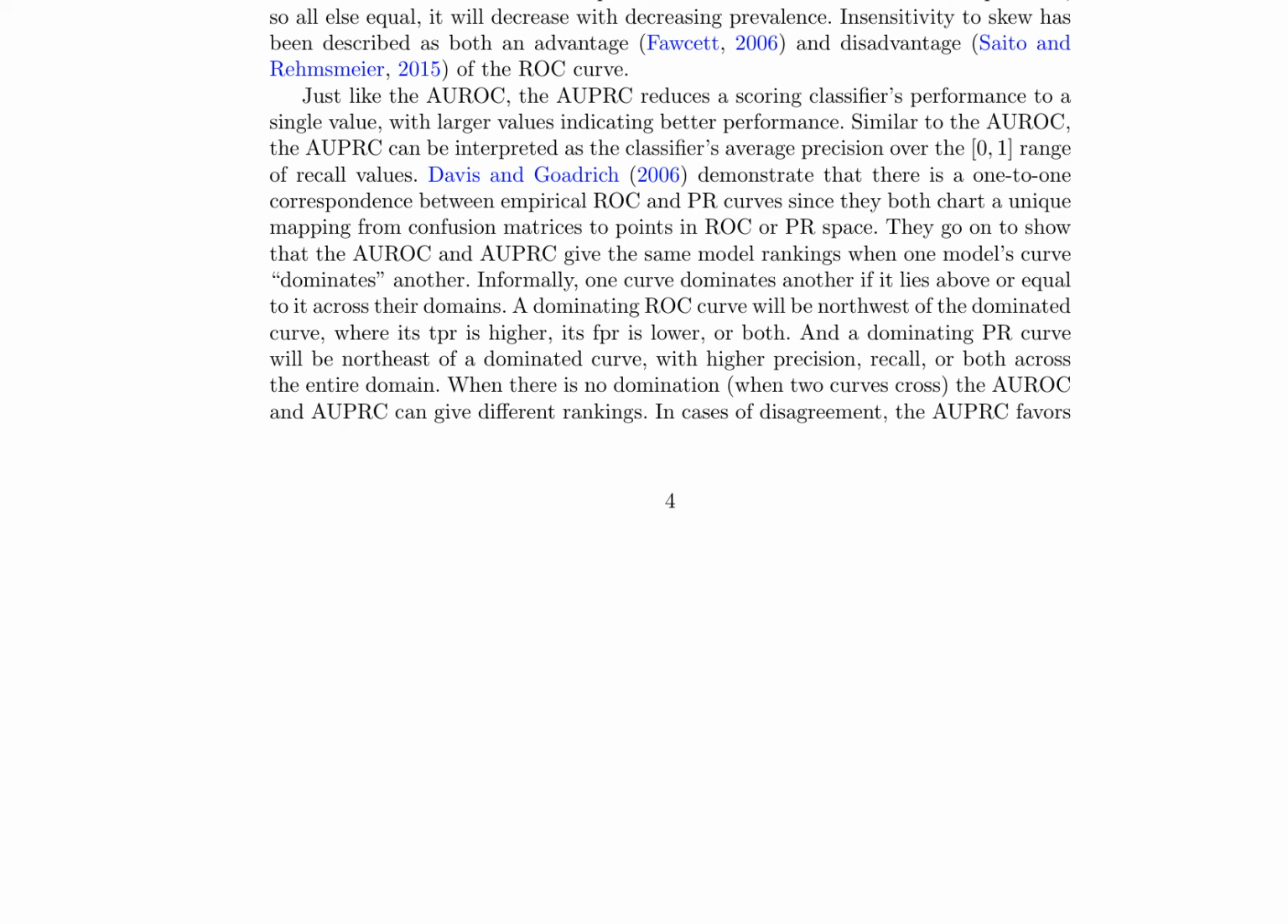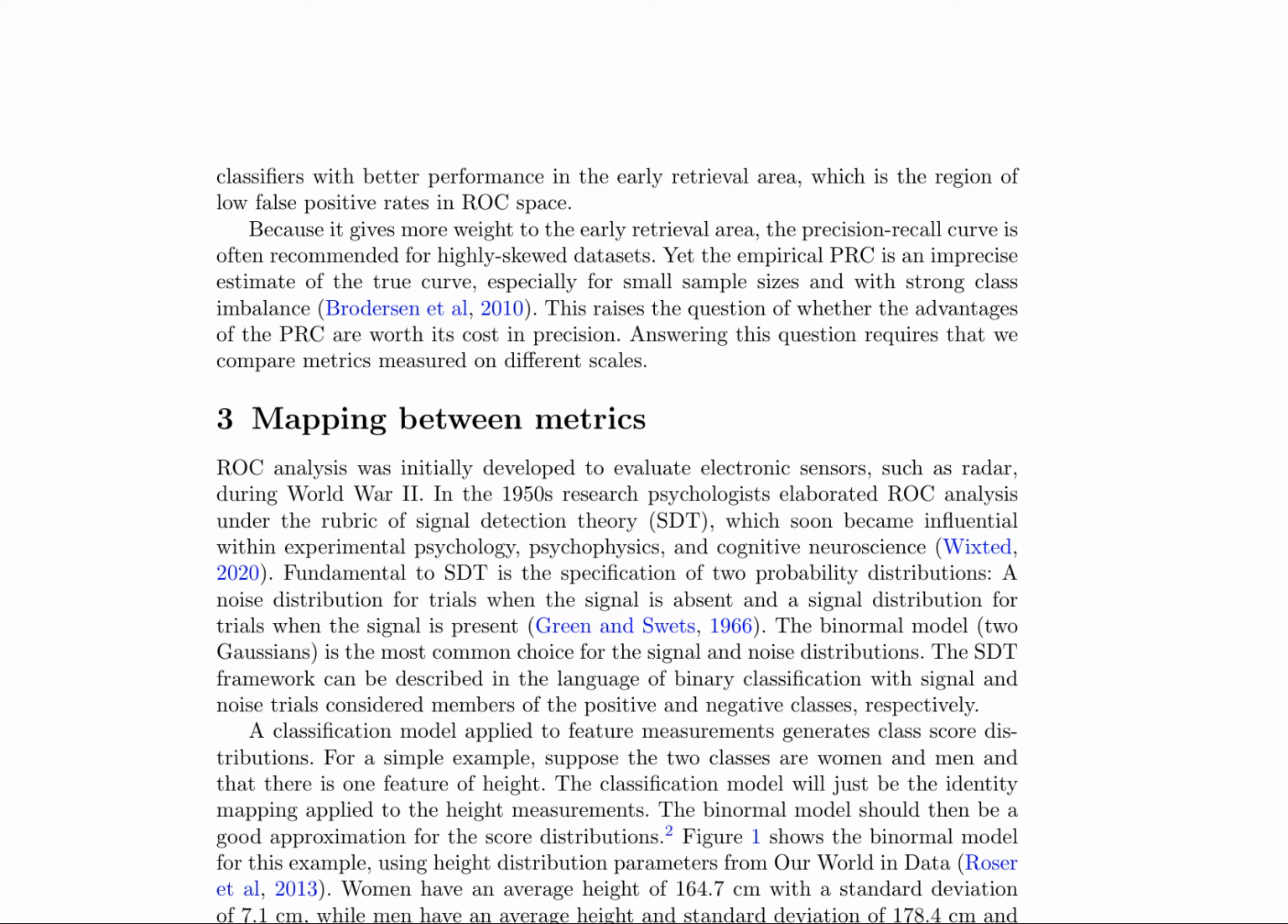This highlights the importance of considering both AUROC and AUPRC when evaluating classifier performance, as they provide complementary insights into a model's strengths and weaknesses. Classifiers that excel in early retrieval, characterized by low false positive rates in ROC space, are often preferred. However, the precision recall curve, PRC, is a commonly used metric that can be an imprecise estimate of the true curve, particularly for small sample sizes and strong class imbalance. This raises questions about the trade-offs between the advantages of the PRC and its cost and precision. To address this, we need to compare metrics measured on different scales.